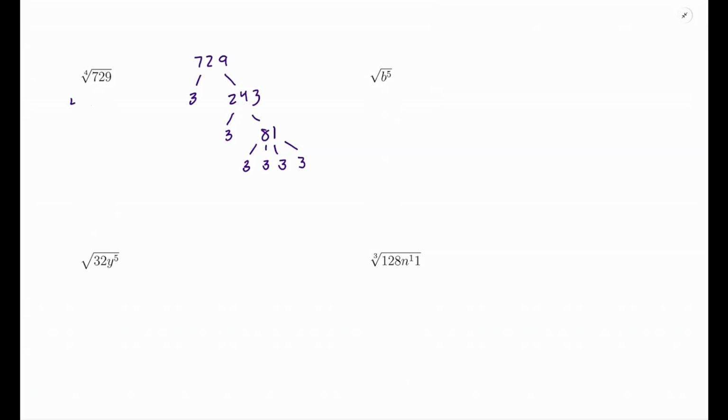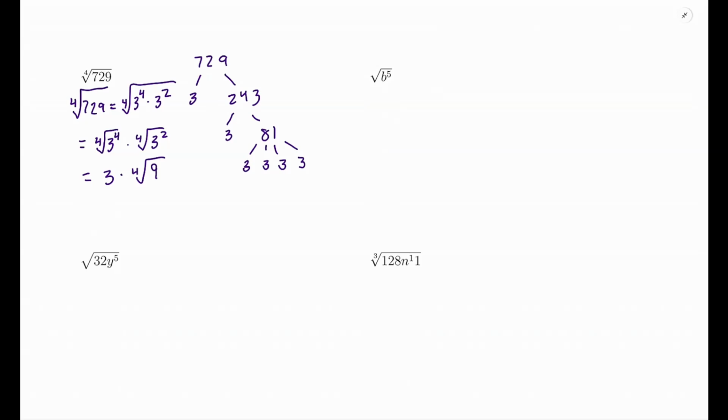So then the fourth root of 729 is equal to the fourth root of 1, 2, 3, 4, so 3 to the fourth. But then we have 2 left over. So then this becomes the fourth root of 3 to the fourth times the fourth root of 3 squared, which becomes 3 times the fourth root of 3 squared. Now I can't actually simplify the fourth root of 3 squared. That's just going to stay that way. So then that becomes the fourth root of 9, because 3 squared is 9.